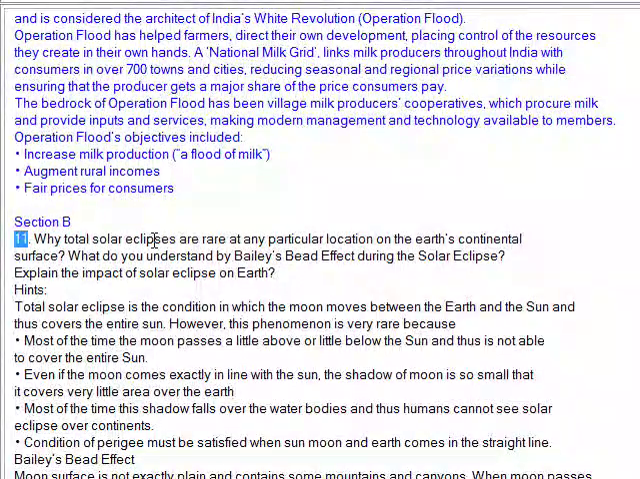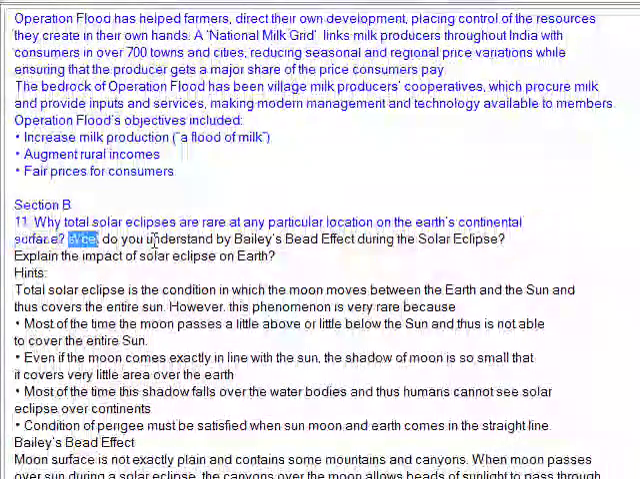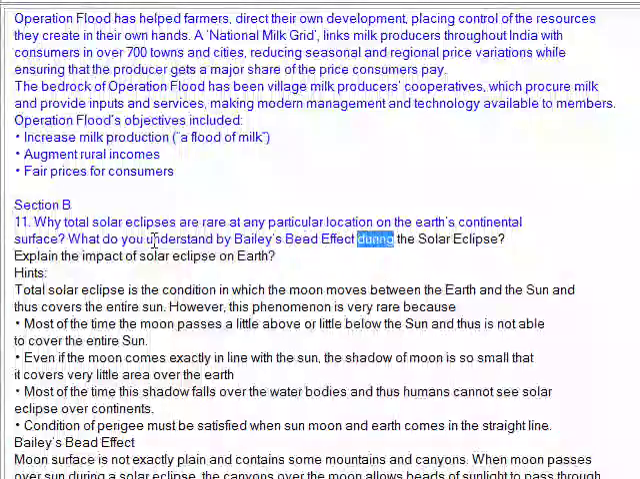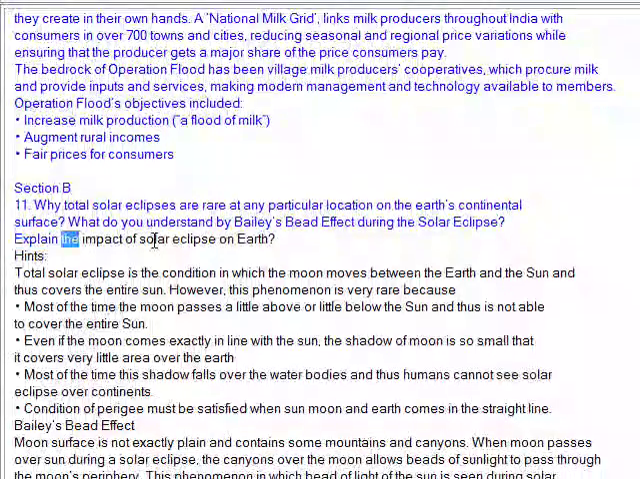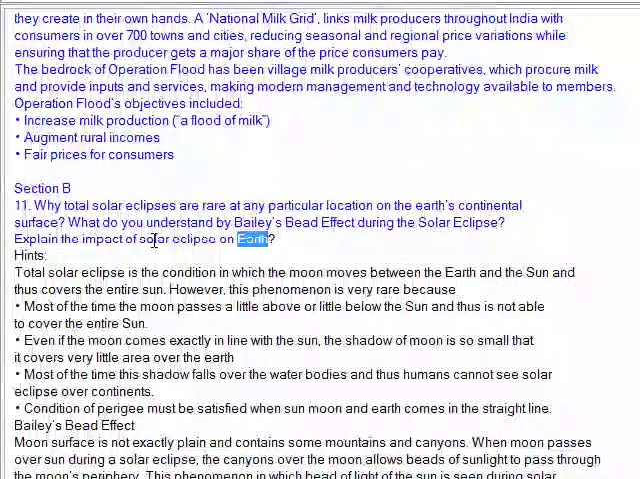Section B, question 11. Why are total solar eclipses rare at any particular location on the Earth's continental surface? What do you understand by Bailey's bead effect during the solar eclipse? Explain the impact of solar eclipse on Earth. Hint.